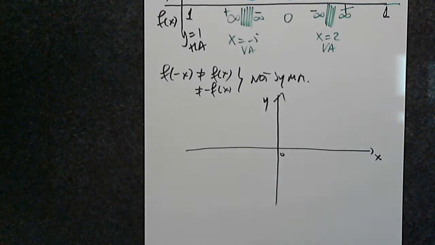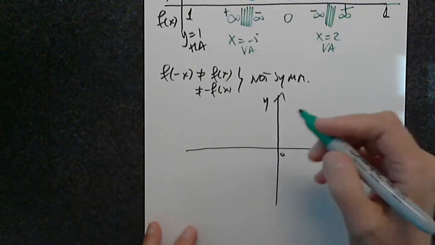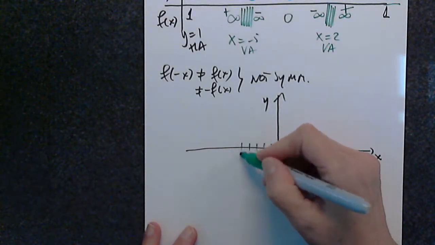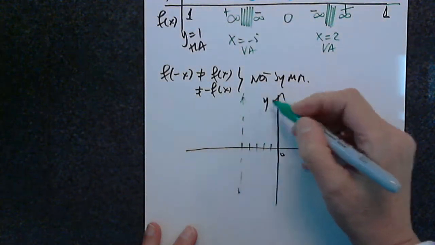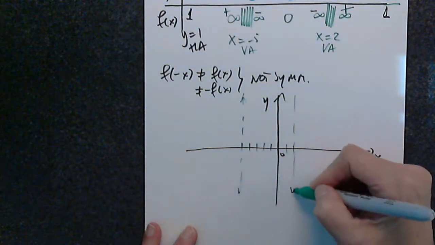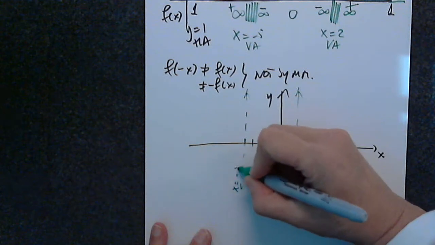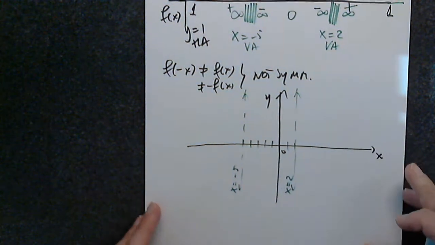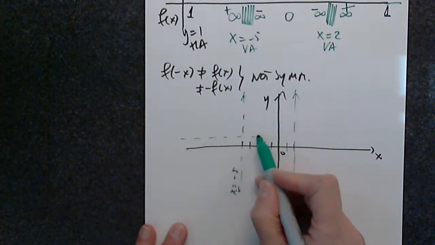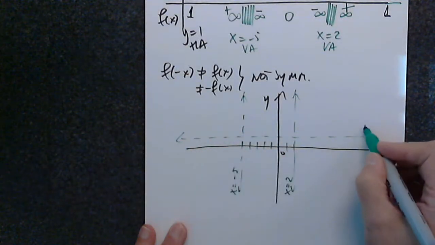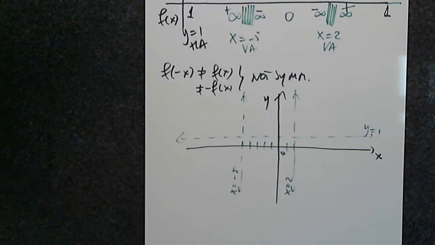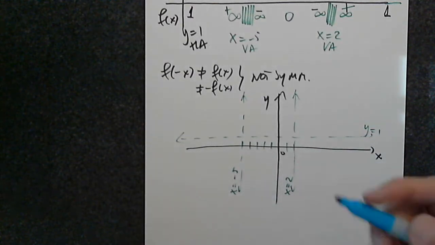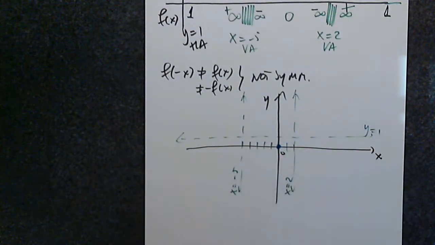Okay, I start with the vertical asymptotes and the horizontal. So this is x equals negative 5, this is x equals 2, and this is y equals 1. When we graph functions with asymptotes, you must start by graphing the asymptotes. That's mandatory.